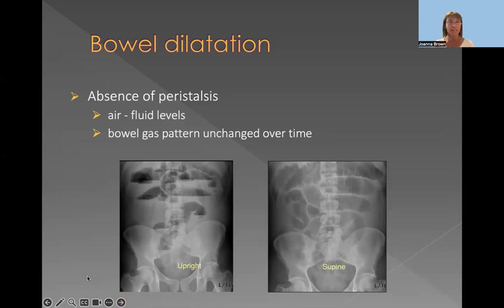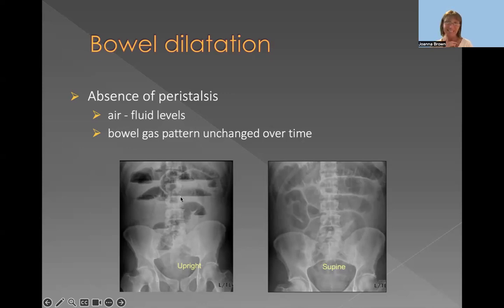So on the left side, we have an X-ray that has been taken in the upright position. This is very common in adults or in older children or in teenagers. When the patient is in the upright position, so standing or sitting, you will see this characteristic appearance of the bowel obstruction. It means that the air is positioned in the superior part of the bowel loops, when the fluid is visible in the inferior, and we have this characteristic air fluid level.